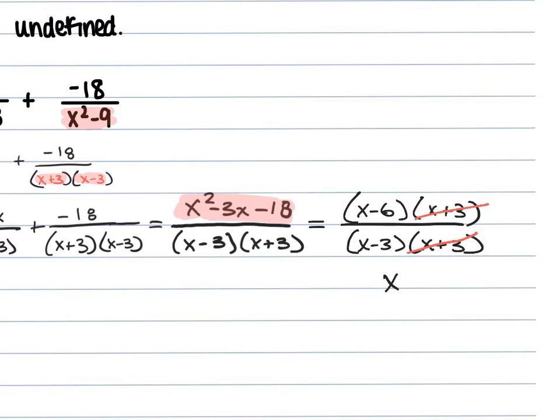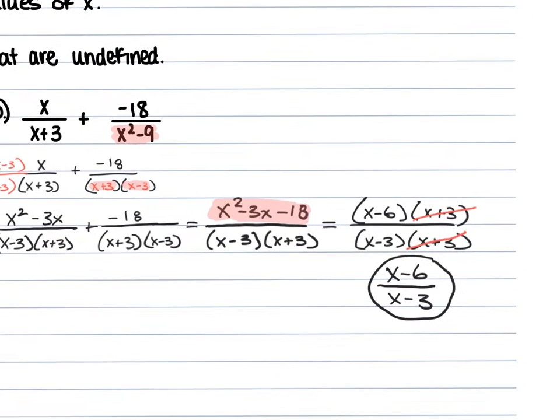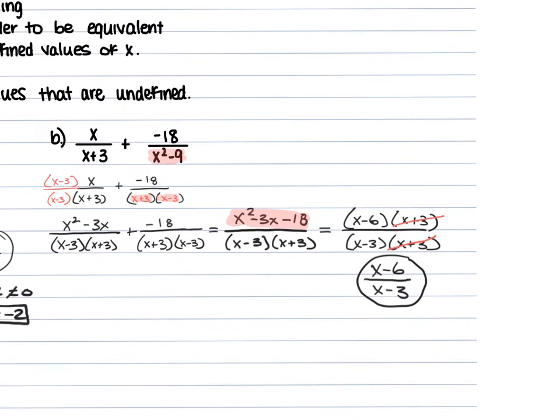Leaving only x minus 6 over x minus 3. When I check where it's undefined, I'm going to come back here and I go, okay, I've got an x minus 3, I've got an x plus 3, so I just need to check those. X minus 3 cannot equal 0, and x plus 3 cannot equal 0. So in this case, x cannot equal positive 3, and x cannot equal negative 3.